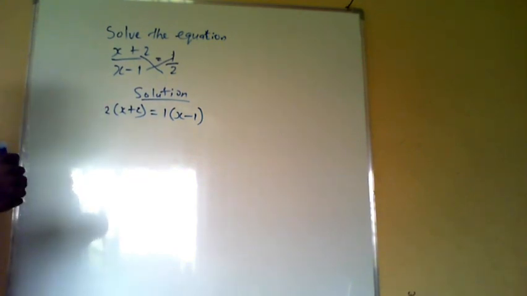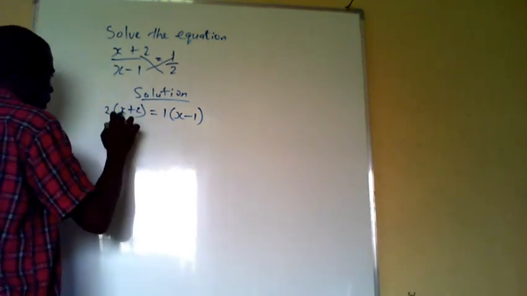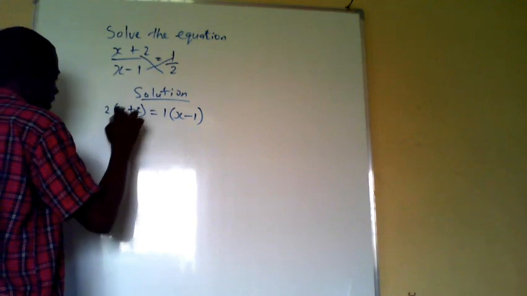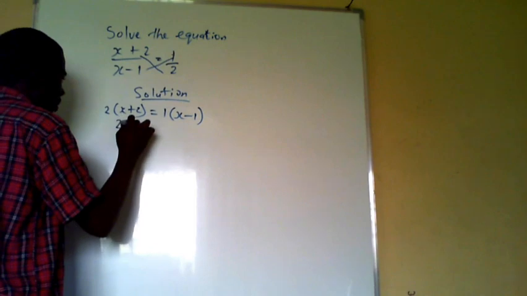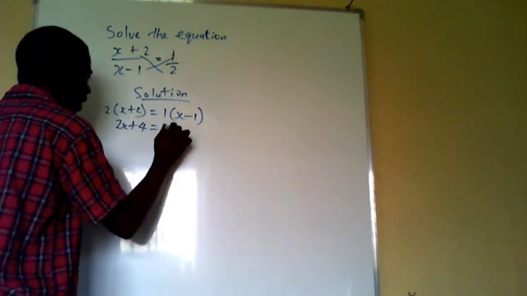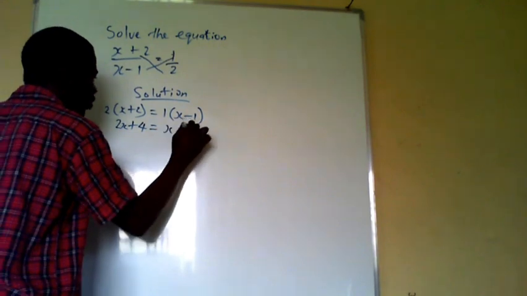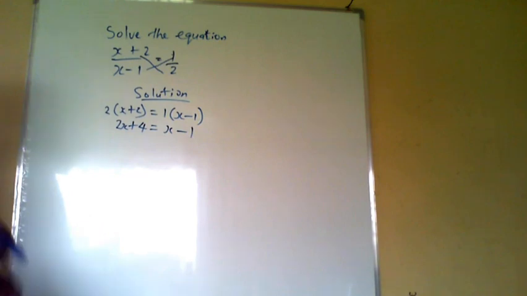Now the next thing to do is we open up the bracket by multiplying 2 with all that is inside the bracket. So 2 times x is what? 2x. Plus 2 times 2 is what? 4. Equals 1 times x is what? x. 1 times minus 1 is what? Minus 1. Now the next thing to do is to collect like terms.